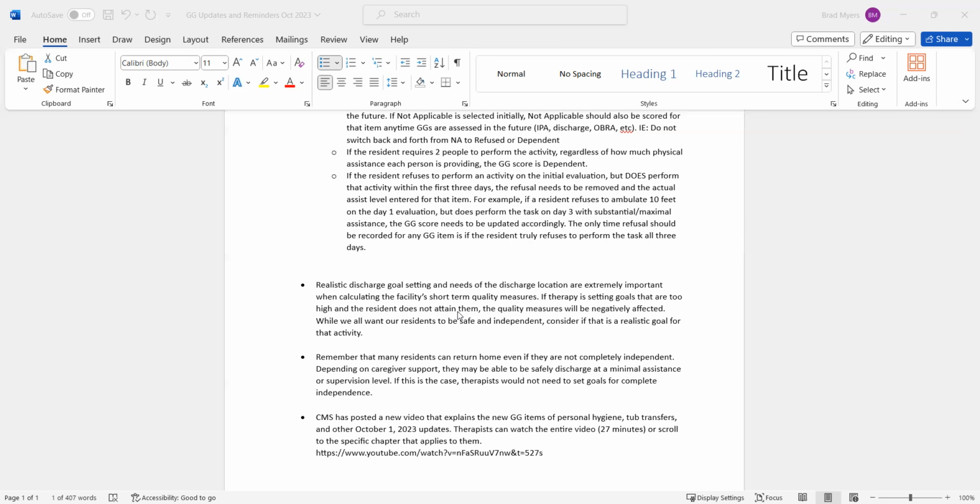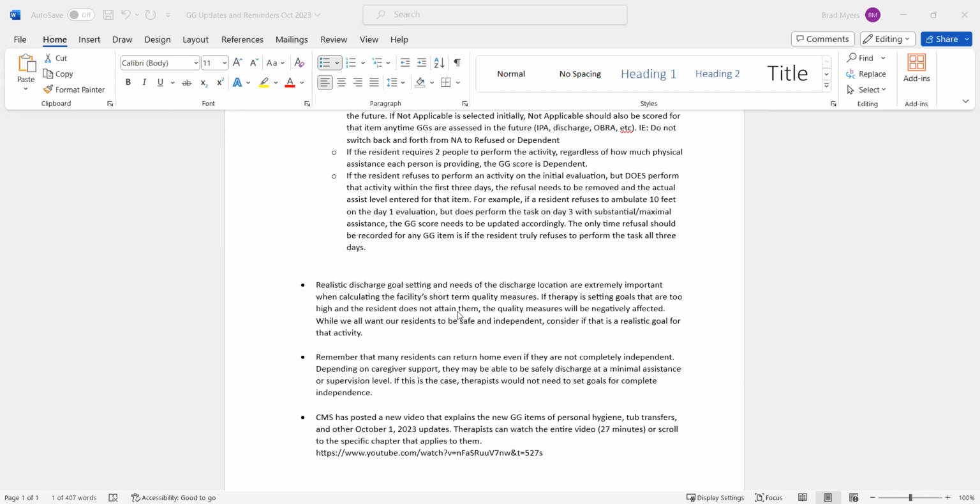If therapy is setting goals that are too high, i.e. they're independent with all goal areas, and the resident does not attain those goals, the facility's quality measures are going to be negatively affected. So we've always talked about effective discharge planning needs to happen the first time that you ever see the resident. What is this person actually going to need when they go home? Do they have to be completely independent in all task areas? That may be appropriate. If they're going home completely independent, no caregivers, and they have stairs, and they're going to be responsible for getting in and out of the car, going to the grocery store, money management, that may be completely appropriate, but it's not going to be appropriate for everybody, and we need to think about that.